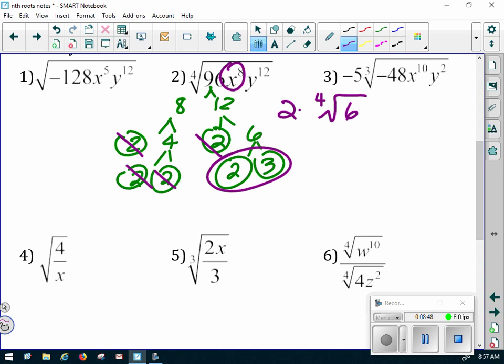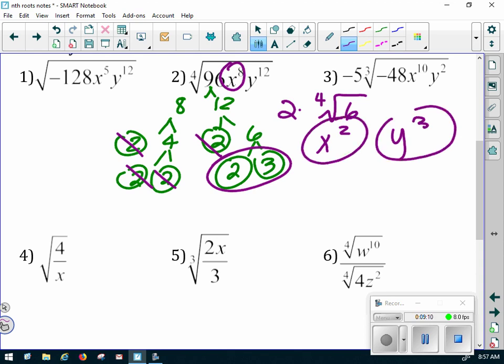What about x to the 8th? Why x squared? Because 4 goes in 8 2 times. Yeah, because 4 goes in 8 2 times, or there are 2 groups of 4 x's. What about y to the 12th? It is y cubed. Right.